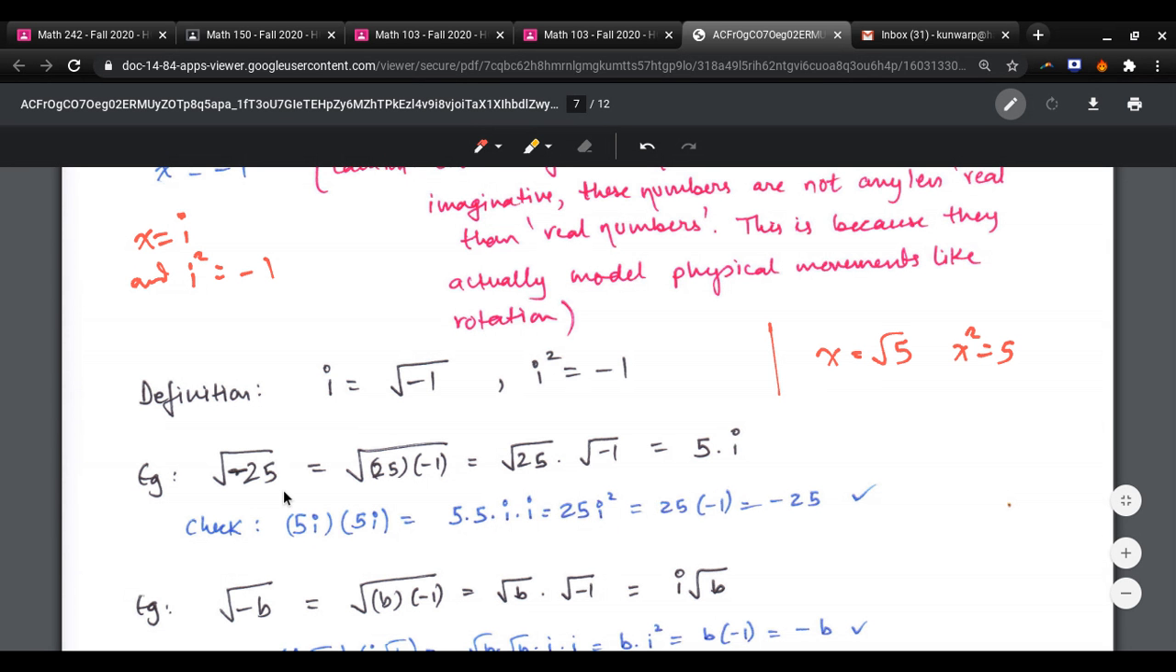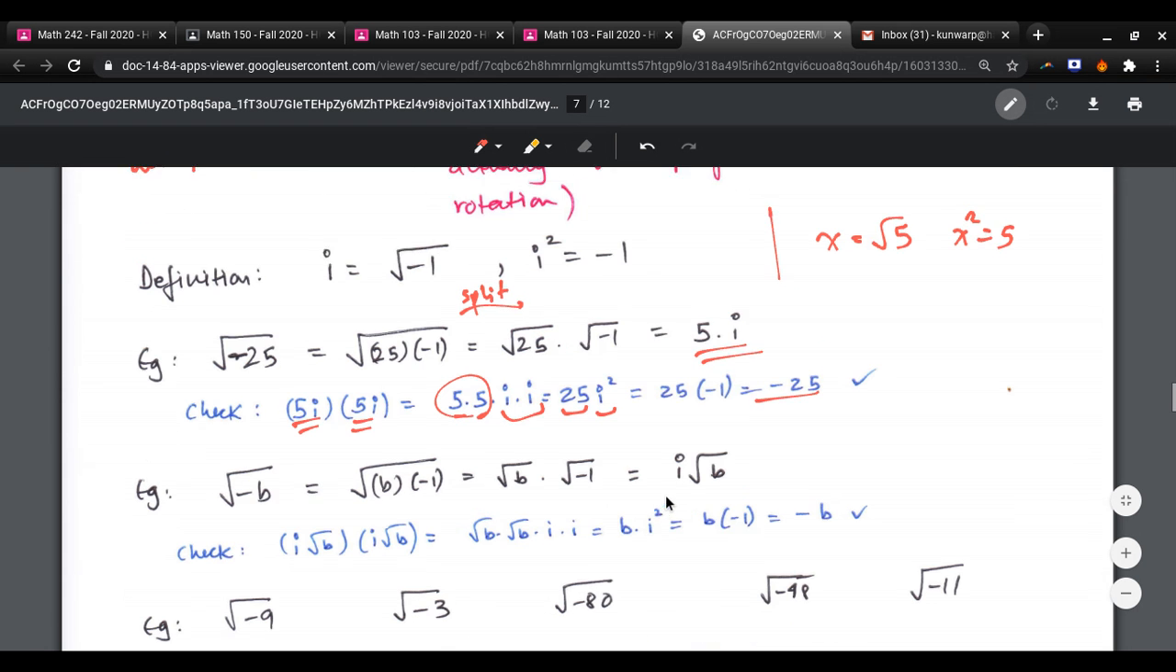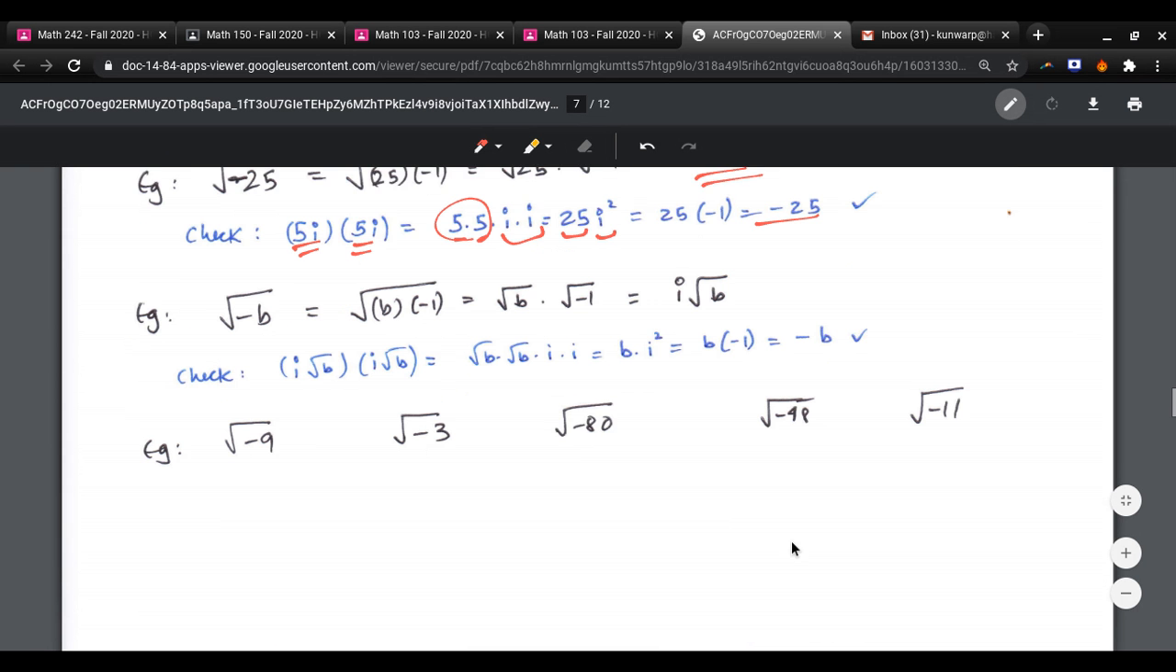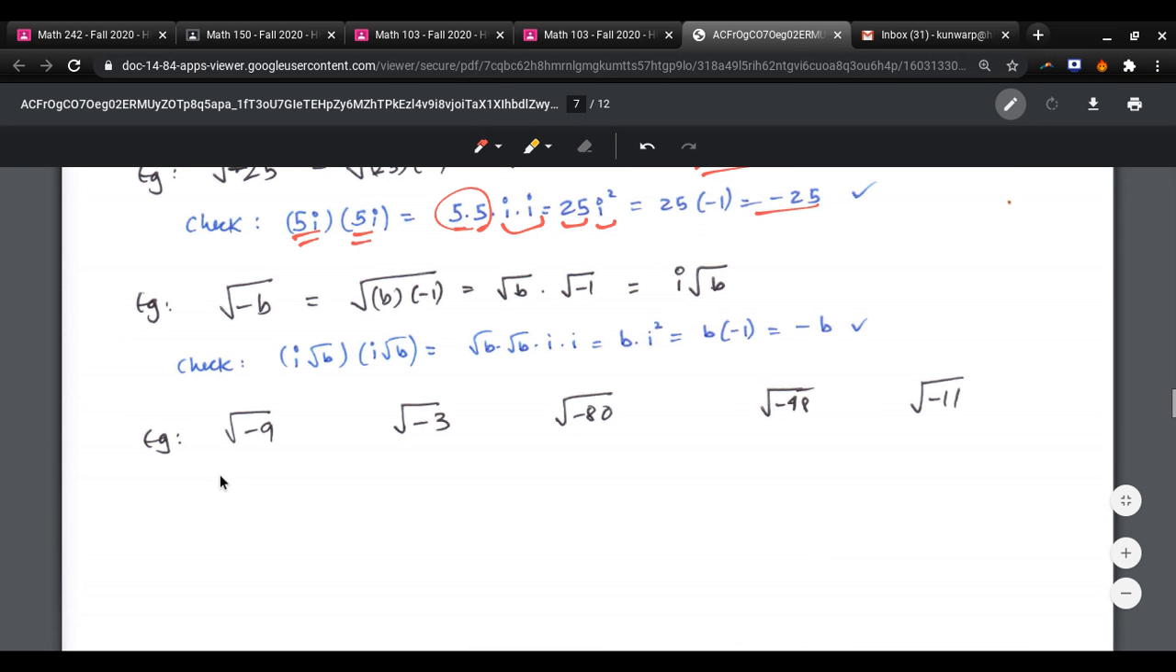Like square root of negative 25 becomes square root of 25 times negative 1, which can be split as square root of 25 times square root of negative 1, which is 5i. And you can verify 5i times 5i is 5 times 5 times i, it's 25i squared, which is negative 25. Similarly with negative b, here are some examples.